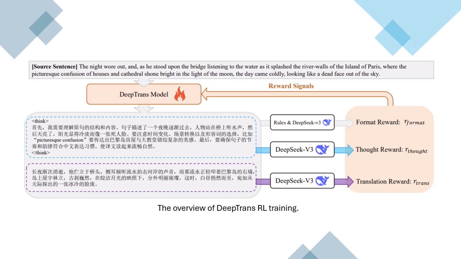And then this is the overview of the DeepTrans learning, as you can see. The first sentence goes to the model and then it generates the thought process, and at every step there is a reward, like we already talked about with reward modeling. So in every step there's a reward, and based on that we get the final translation.